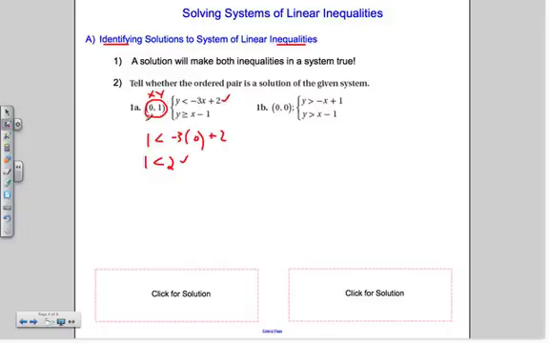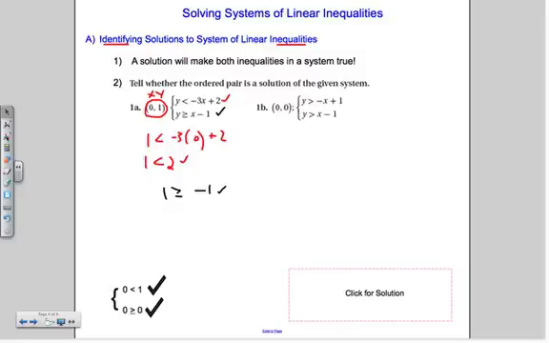So let's try our second inequality. Plug in x, plug in y. Here's our y value. Here's our x value. 0 minus 1 is just negative 1. Is 1 greater than or equal to negative 1? Yeah, this is true. So this is a solution for this inequality as well. Great. So since it's a solution to both inequalities, it's a solution to the system.